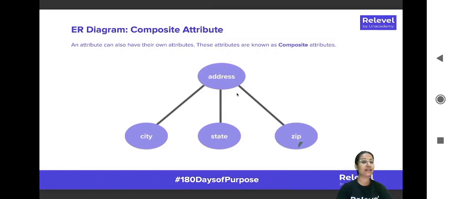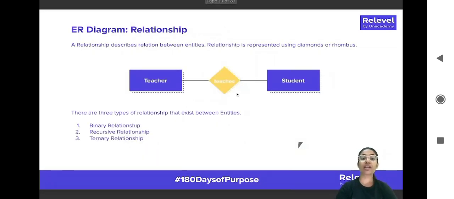Next, we have composite attributes, which we just introduced as well. Now, an attribute can also have its own attributes, right? That's what a composite attribute is. So in this case, for address, we have city, we have state, and we have zip. Okay, so that is how we represent this. So I hope this is clear to everyone. This was mostly focused on how we represent entities, how we represent relationships, and how we represent attributes. Okay, in the follow-up part, we will talk about how we represent relationships.